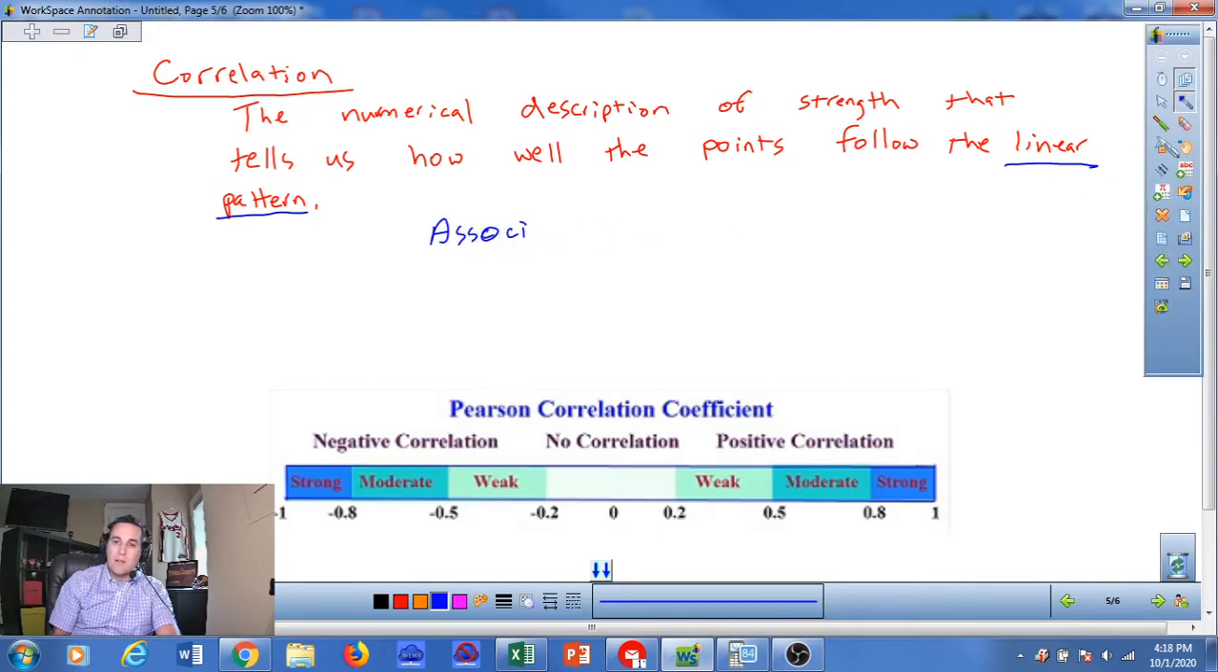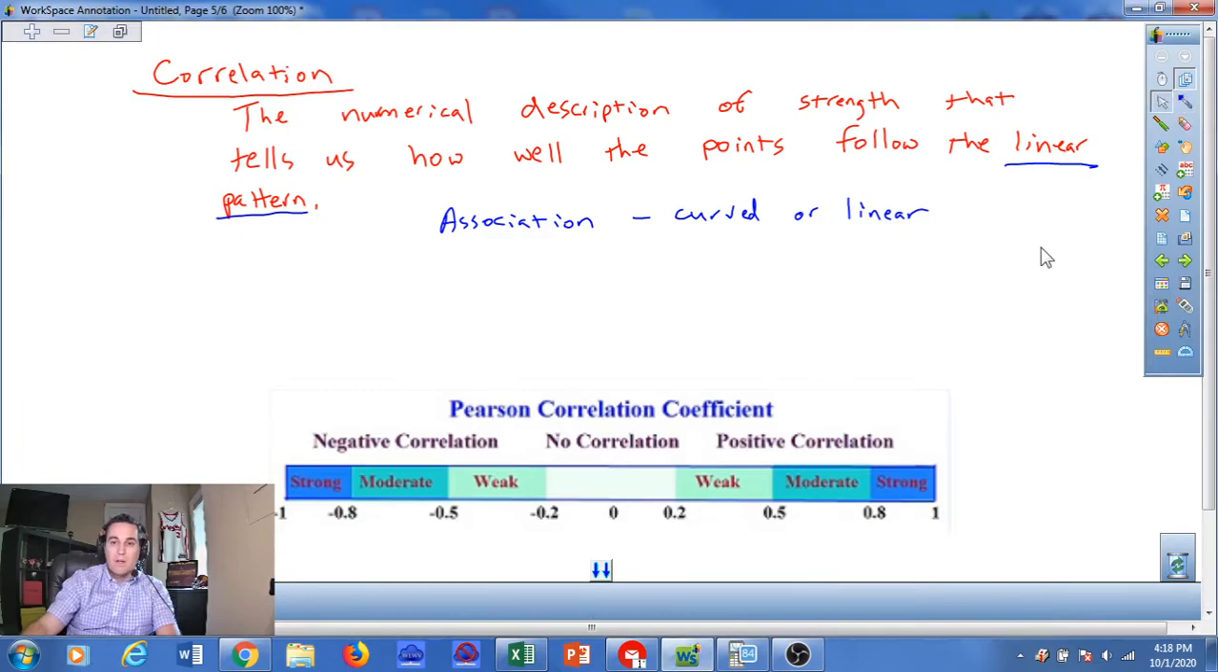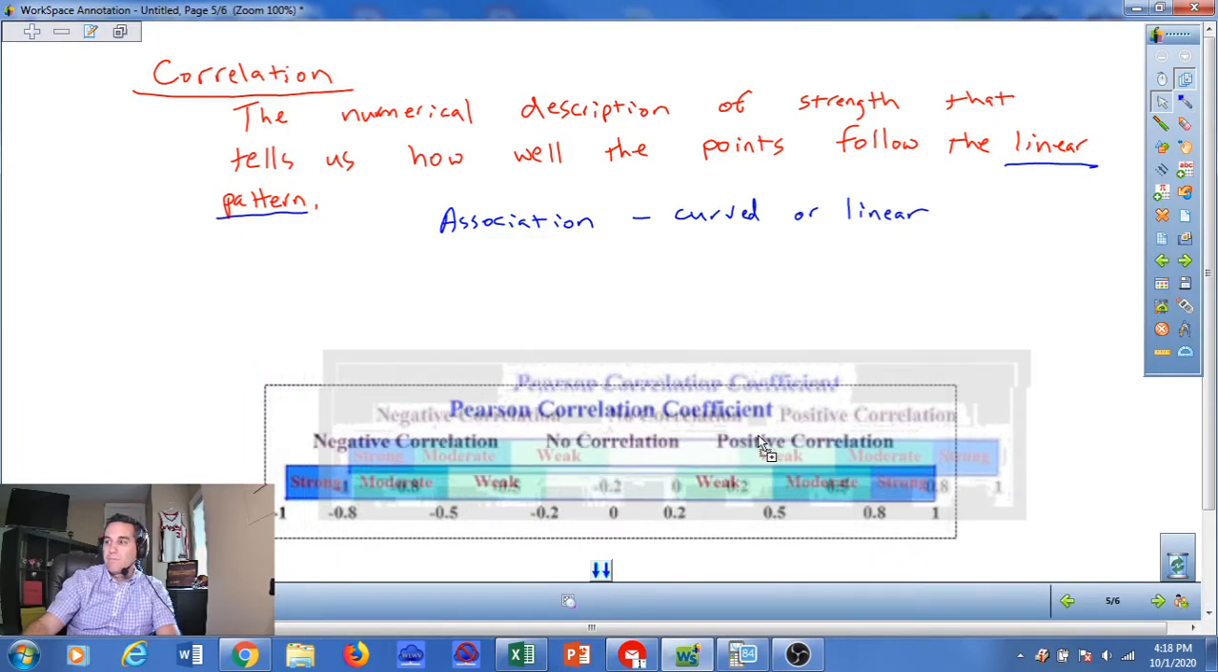Association. No, that's not, I didn't spell that right. Yeah, I did. Association. Yeah, use the word association. Association can be curved or linear, right? Just says it follows a pattern. So if I tell you something has an association, it could be curved or linear. But if I'm talking about the word correlation, then it should be talking about a linear pattern. That is something that people mess up. Let me move this so you can see a little better.